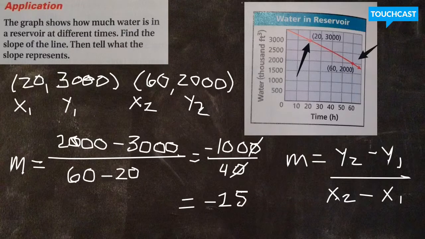So that's one part of the question, was to actually find the slope. And our slope is negative 25. The other part was to then tell what the slope represents. So the slope of negative 25 means that the amount of water in the reservoir is decreasing at a rate of 25,000 cubic feet each hour.